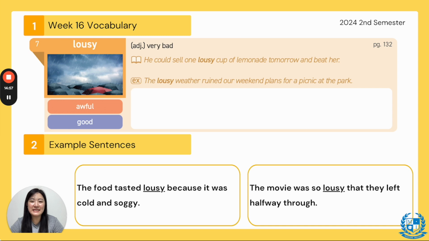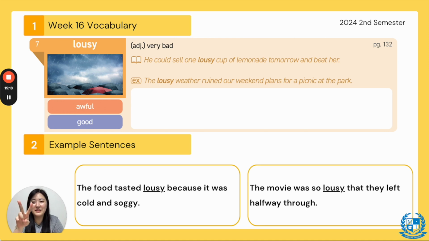In our book it says, he could sell 1 lousy cup of lemonade tomorrow and beat her. Meaning he could just sell 1 really bad cup and he would have enough money to beat her. So, lousy, very bad. Let's think of it in a different context and read the example sentence above together.